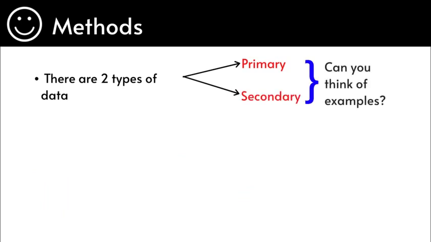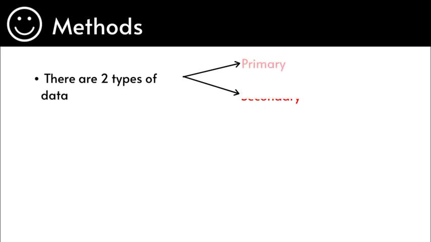Methods. Let's begin. There are two types of data, primary and secondary. Pause and have a think. What examples can you think of each? Okay, so let's go back. Primary data is data that sociologists collect for their own purposes. Secondary is data that other sociologists collect, but it's not really for their purposes. They're using some other person's data.